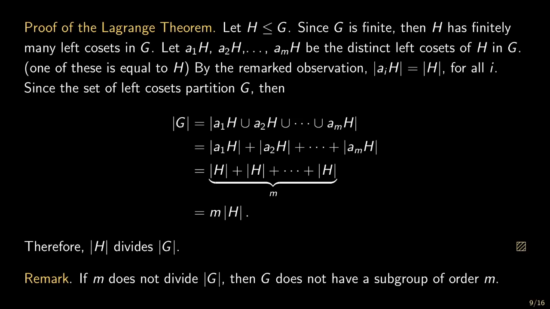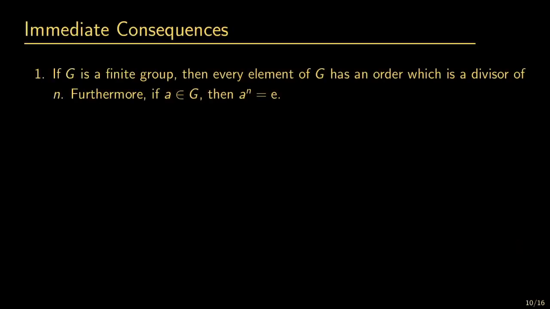Pero, sinasabi ko ba na automatic meron kang subgroup of order 6, 4, 3, 2, and 1? Well, mamaya, pag-uusapan natin yan. Ito muna yung mga immediate consequences. For a finite group G, every element of G has an order which is also a divisor of N. Ano yung N? Okay. Lagyan natin dito, of order N. So, si N ay order nung G, ha?